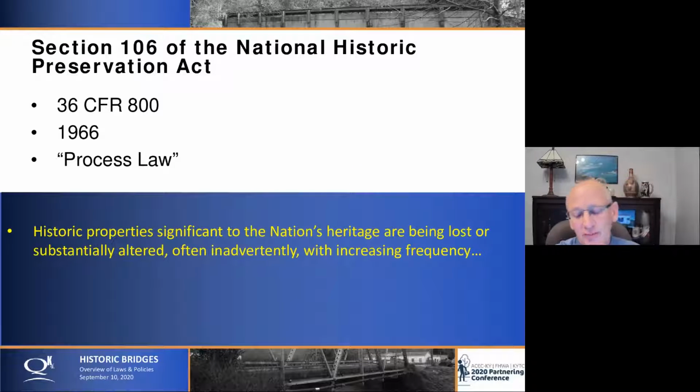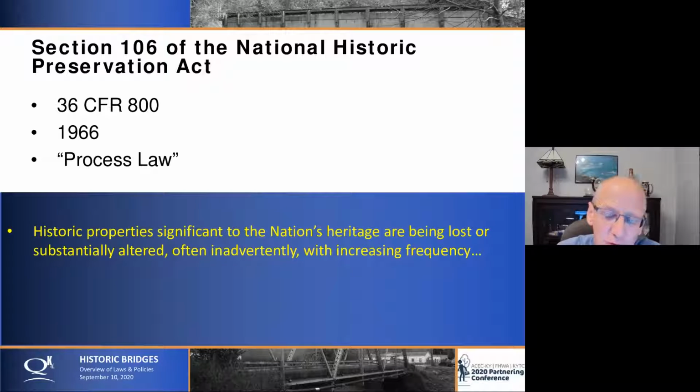So the first law that most people know of when it comes to historic bridges is Section 106 of the National Historic Preservation Act, 36 CFR 800, passed in 1966, and it is a process law, meaning that as decision makers, we have to follow a process. And if we're to be challenged whether or not we were compliant with Section 106, we'd be challenged whether or not we took the steps and followed the process. The outcome was dependent on the process.